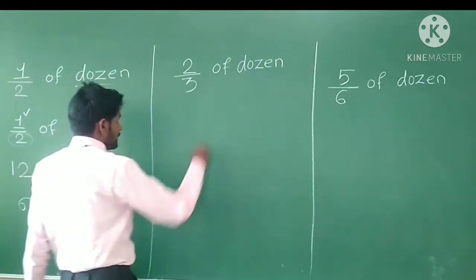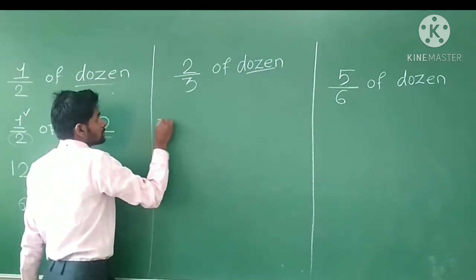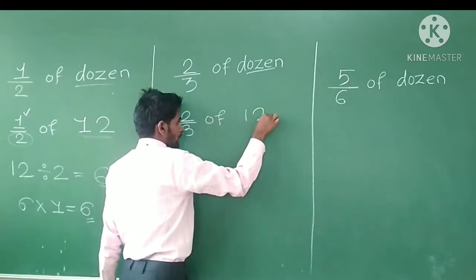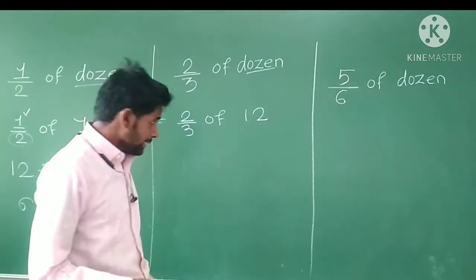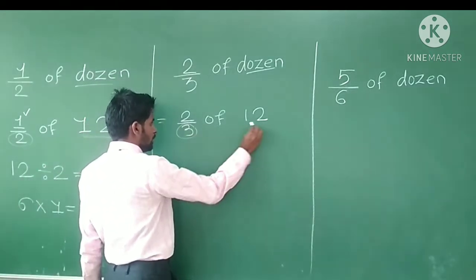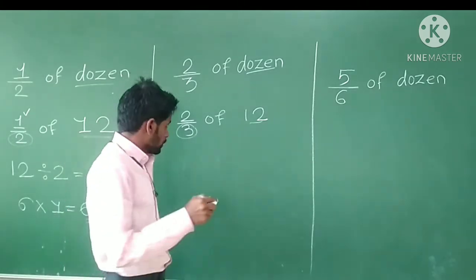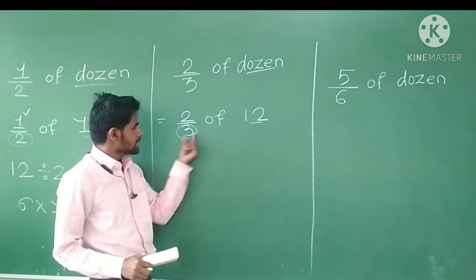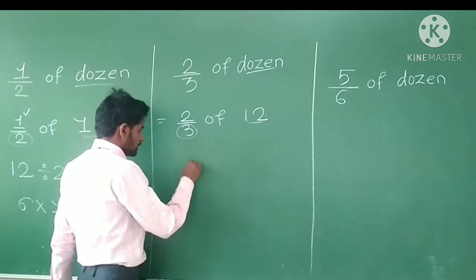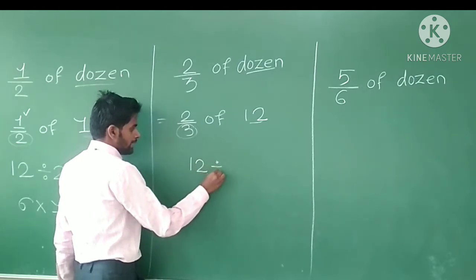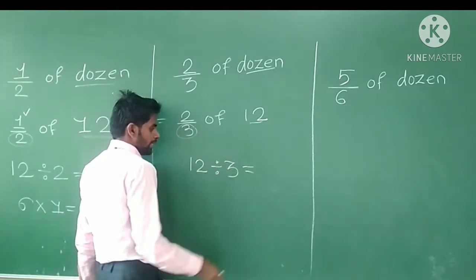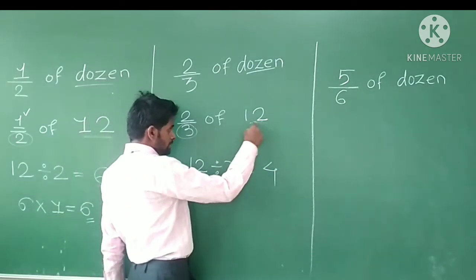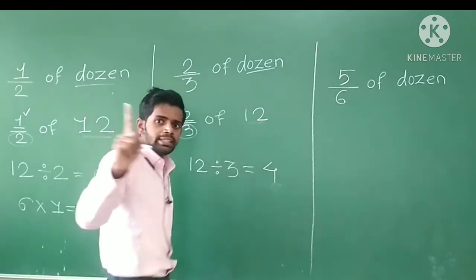Now let's move towards the 2 by 3 of dozen. So first of all, we will replace this dozen by 12. So 2 by 3 of 12. Now I told you that first of all we will divide this number by the denominator because we have to create 3 equal parts of 12. 12 में से 12 के जो है 3 equal parts करेंगे, ठीक है? So 12 divided by 3 you will get 4.